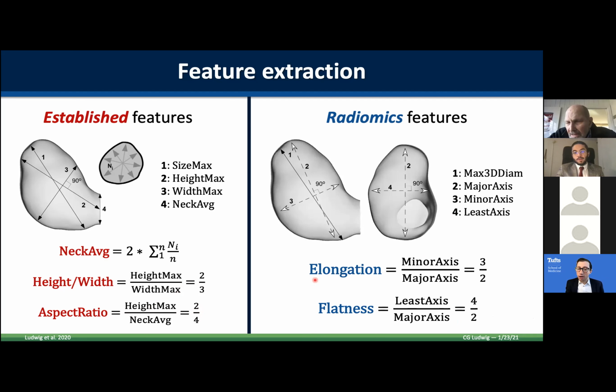In particular, I want to point out elongation, which is similar to the height-width ratio in that it captures how long and skinny, like a snake, that the aneurysm is. And then also the flatness, line number 4 divided by number 2, which gets at how flat, like a disc or a pancake, that the aneurysm is.